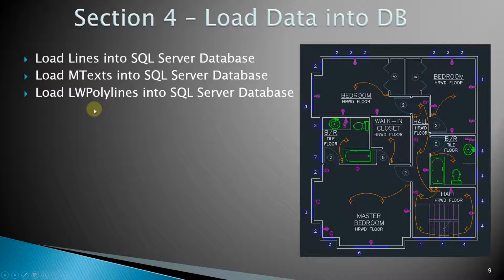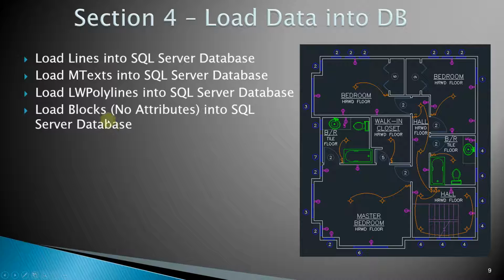And the third one is the lightweight polylines. All of these perimeter walls here will be loaded with all the vertices, all the coordinates of the vertices, as well as some other properties like the length and line type and so on. Then it will be followed by the blocks that do not contain attributes, like for example the toilet here, the sink, the bathtub. All of these blocks without attributes will also be loaded.